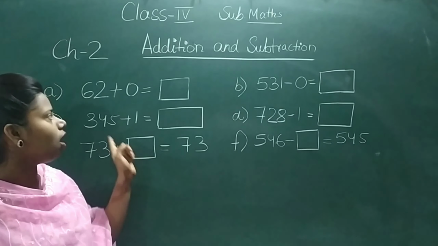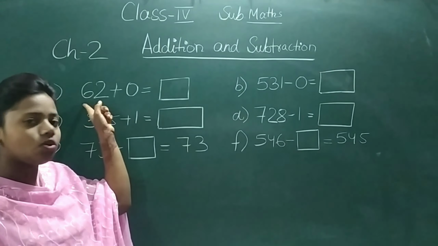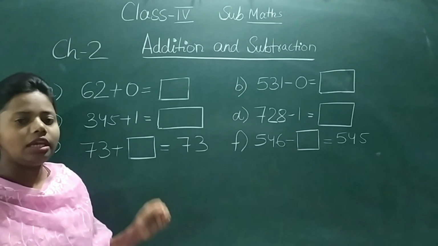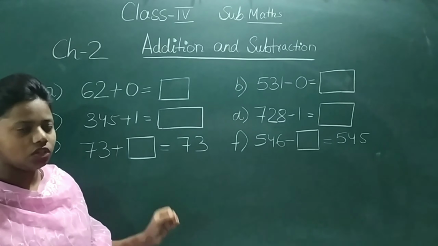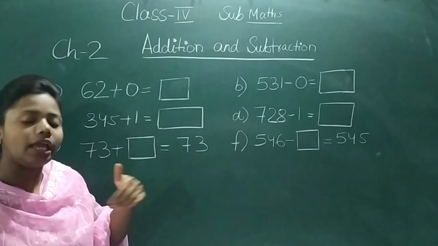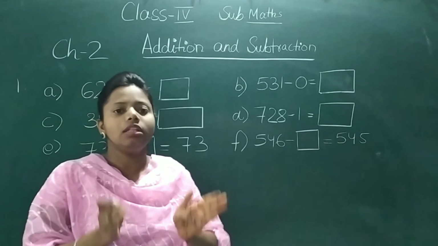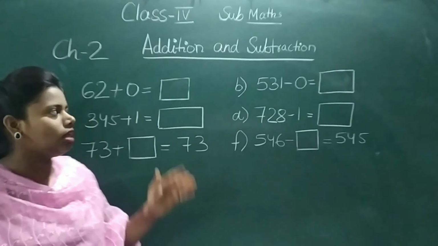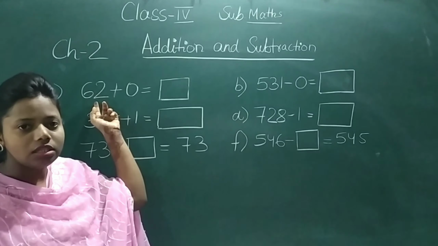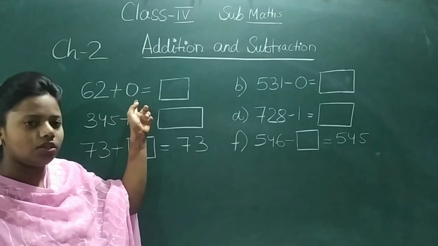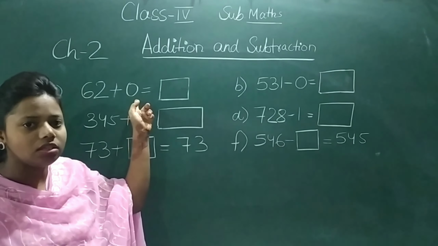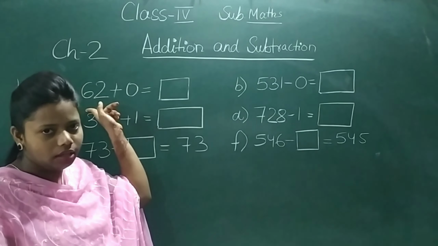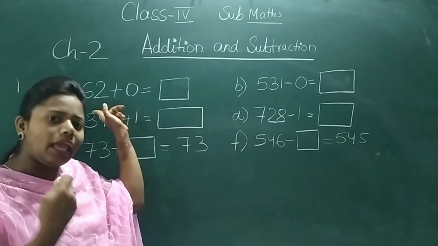Now let's start with question A. What is the question? 62 plus 0. Whenever you see any number, not only 62, any number, and 0 is added to it, what will be the answer? The answer will be the same. 62 plus 0 will be 62 only. Not only 62, with any number.